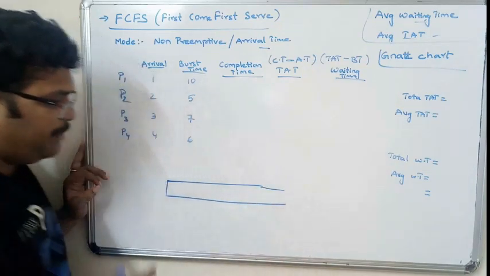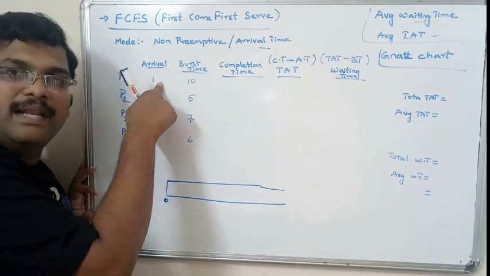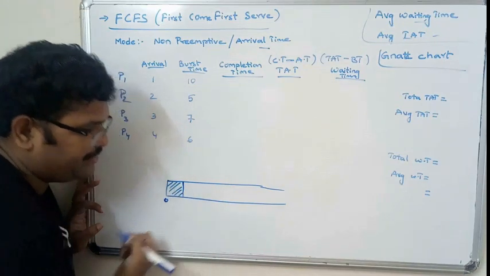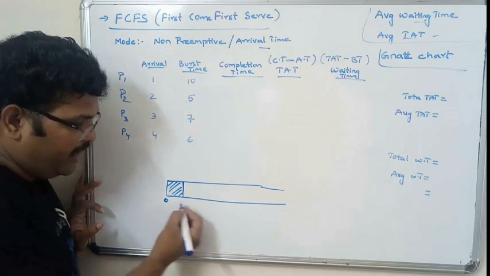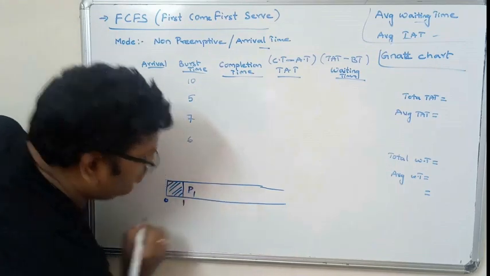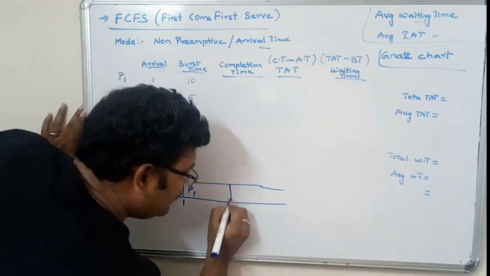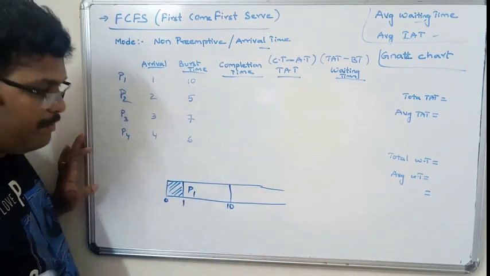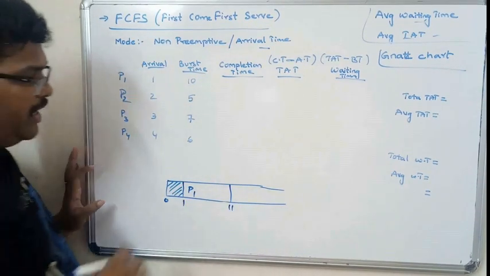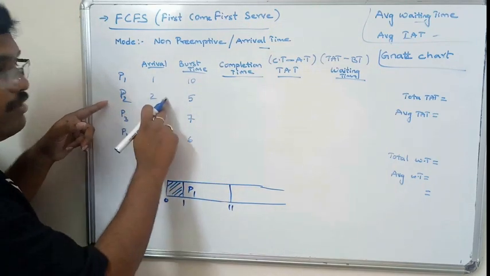So as I have said, the CPU always starts from 0. The first process arrived at 1 millisecond. So from 0 to 1 the CPU will be in idle state. Alright. So at the time of 1, P1 will be allocated to the CPU. It takes 10 milliseconds to complete its execution. So 1 plus 10, it will be 11. Right? So next, after completion of P1, P2 arrived at 2.